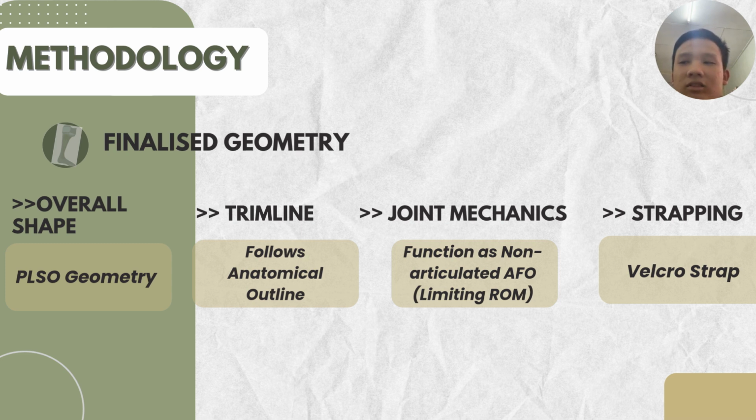After that, for the joint mechanics, we plan to have the function of a non-articulated AFO, at which we need to limit the range of motion of the joint so that the regeneration and recovery of the joint will be faster. Lastly, for the strapping, we decided to use the Velcro strap due to the low cost and also the high durability.